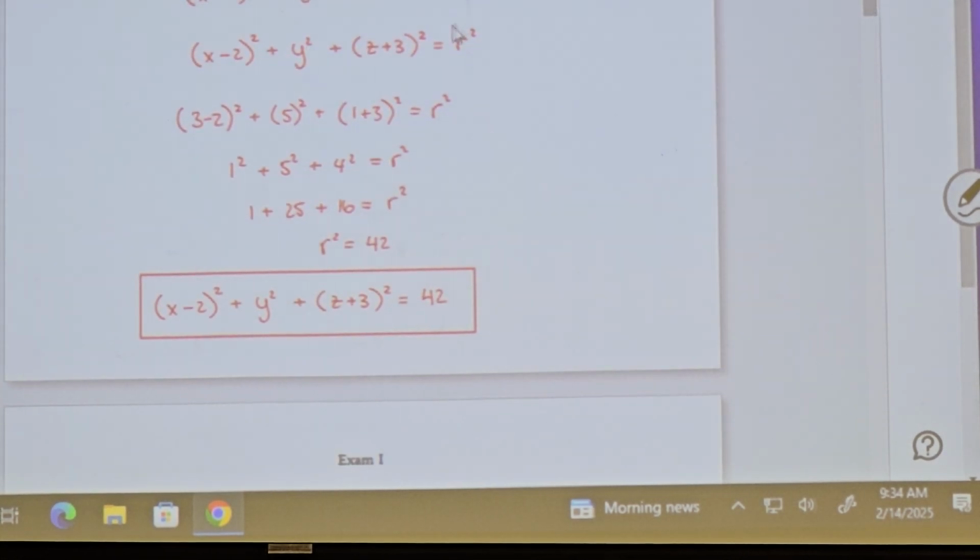Two, I don't think there were any issues across the board here. I think we generally had the equation of a sphere equals r squared. You can plug in the other point to get a value for r squared. The only thing I think I saw was accidentally writing equals square root of 42 or something like that. I think two is pretty good.